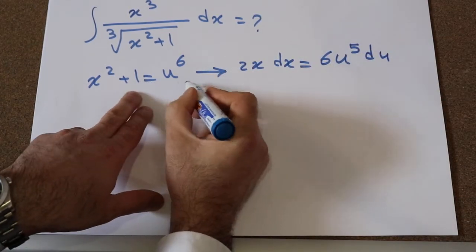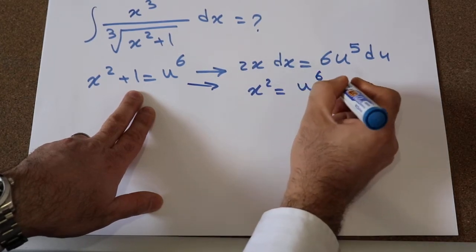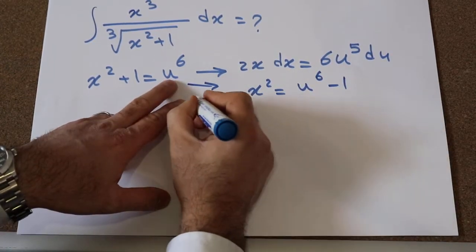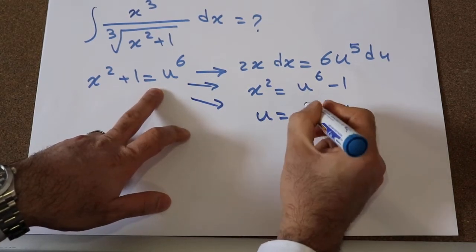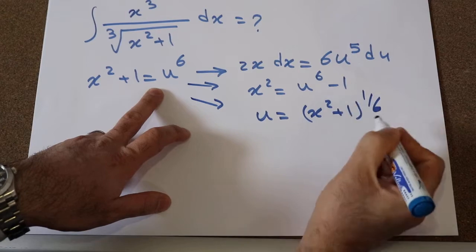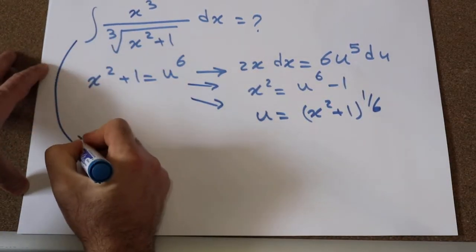Also, from this definition you can conclude that x^2 is equal to u^6 - 1. Also, u will be equal to (x^2 + 1) to the power of 1/6. We will need this definition later on. So now let's rewrite this integral.